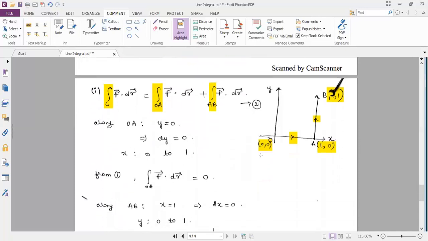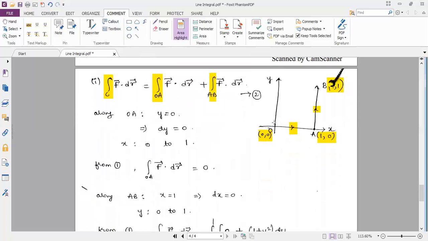Firstly, along the straight line OA. Now y is 0. The equation of the straight line joining OA is y is equal to 0. It's on the x-axis, which represents y is equal to 0. So dy will also be equal to 0 in this case. The differentiation will also be 0. And we observe that x varies from 0 to 1. Looking into the limits, you can understand that x varies from 0 to 1.